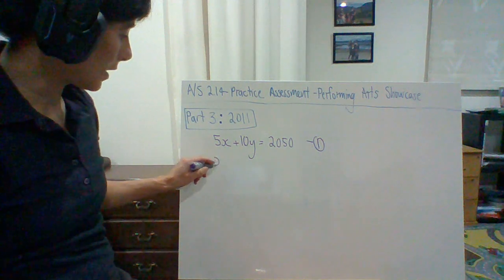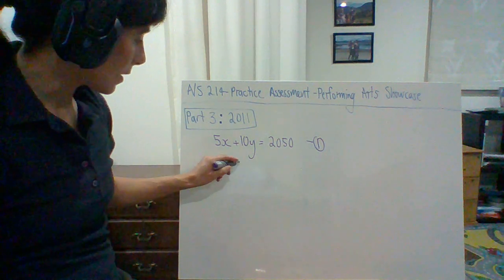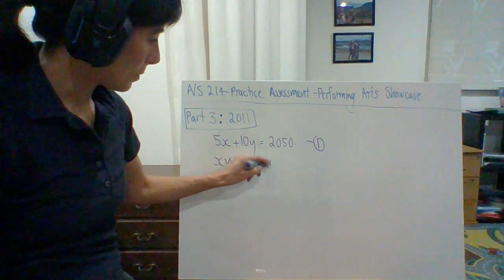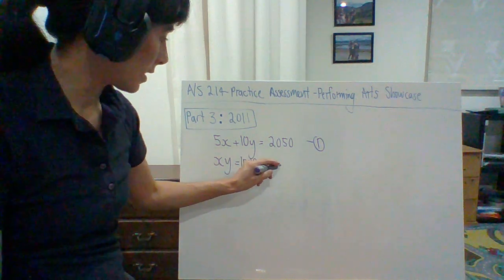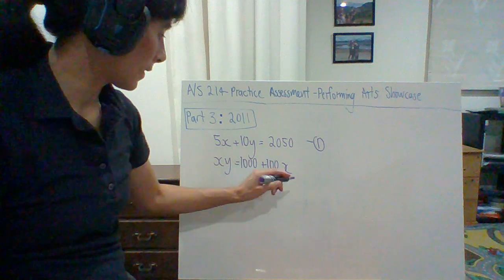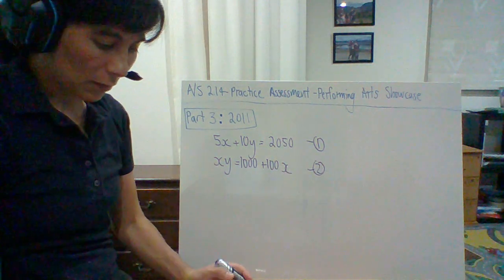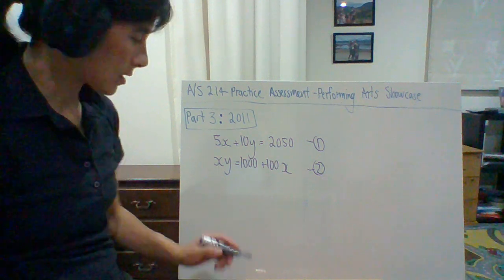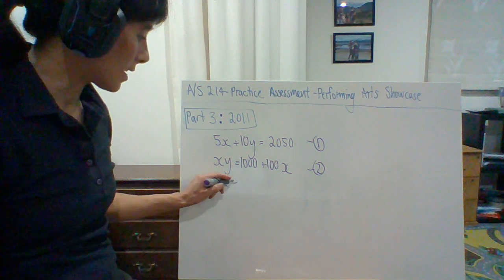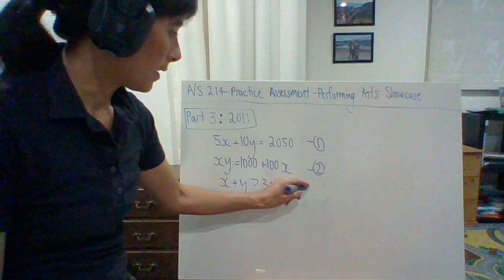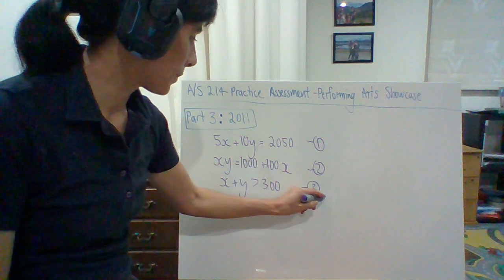Second equation we're given there, xy equals 1,000 plus 100x. Equation 2. And the third piece of information, that third bullet point: more than 300 tickets were sold. So I'm going to write that down as x plus y is greater than 300. And that's equation 3.